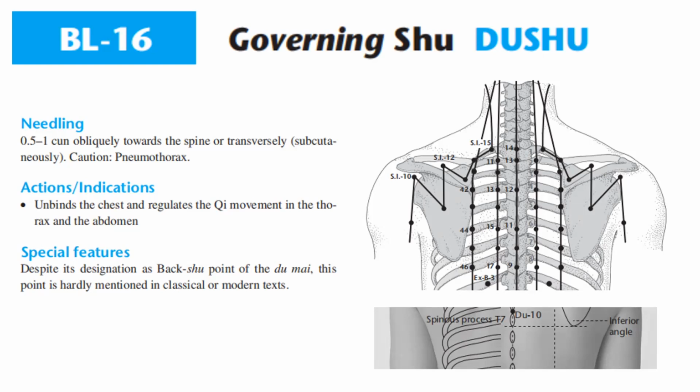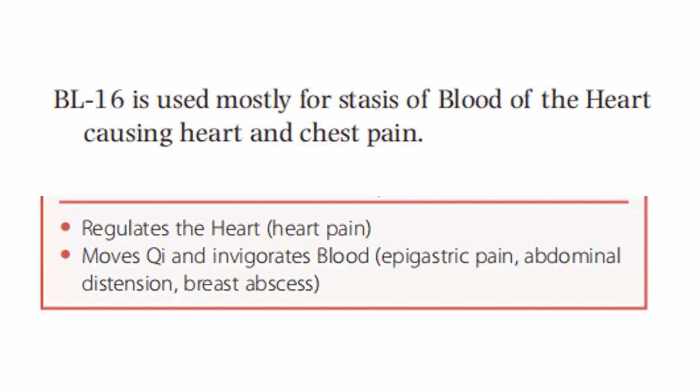abdomen. For the special features, bladder 16, despite its designation as the Back-Shu point of the Dumai, is hardly mentioned in classical or modern texts. Bladder 16 is used mostly for stasis of blood of the heart, causing heart and chest pain. In summary, bladder 16 regulates the heart for heart pain.